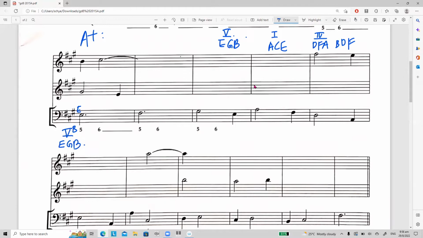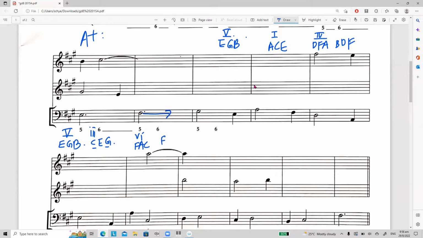Next one, 6 means this is a first inversion chord, which means when you see 6, this E is the middle note of the chord. So if E is the middle note, then you just have to fill in C, E, G. And so this is chord 3. Next one is F, A, C, chord 6.